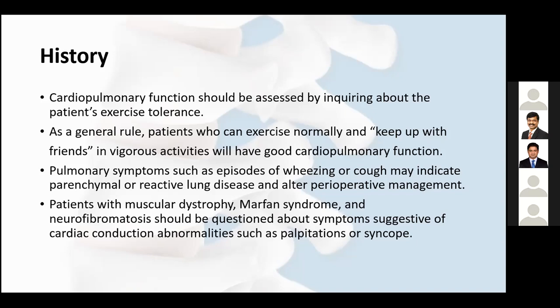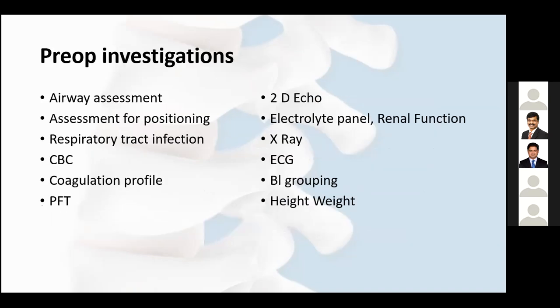What are the pre-op investigations that you will be doing before taking up a case? Pre-op investigations include assessing the airway and assessing the patient for positioning, any history of respiratory tract infection, a complete blood count, coagulation profile, the pulmonary function test, 2D echo, electrolyte and renal function test, X-ray, ECG, the blood grouping, and height and weight.